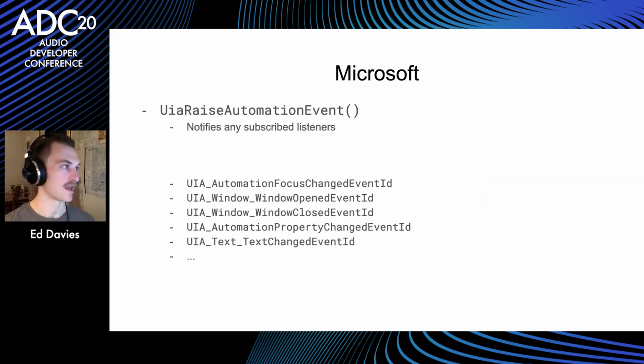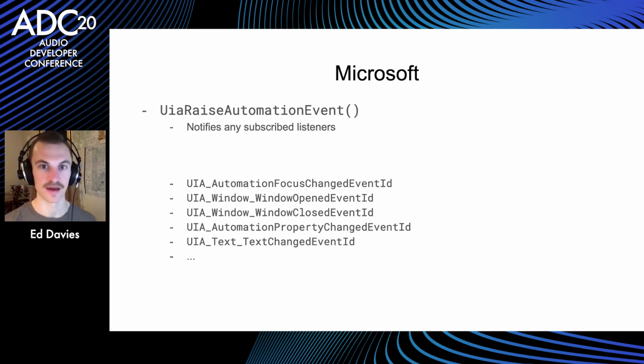And for notifying of events within our app, there's the UIA raise automation event method, which is very similar to the macOS equivalent and it just notifies any of the subscribed listeners that some event has taken place. So again, we've got things for focus change, windows opening and closing, property change, text change, and so on. And that kind of summarizes the Windows side of things.